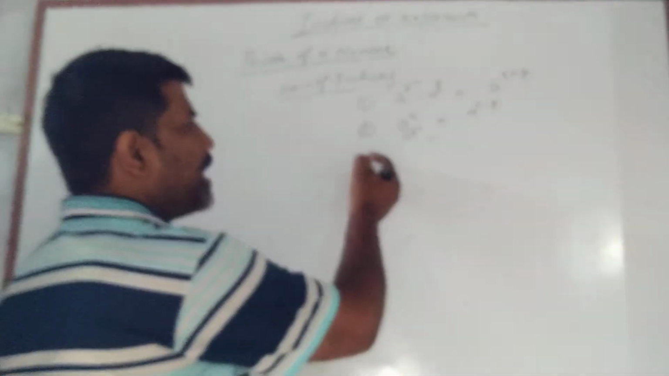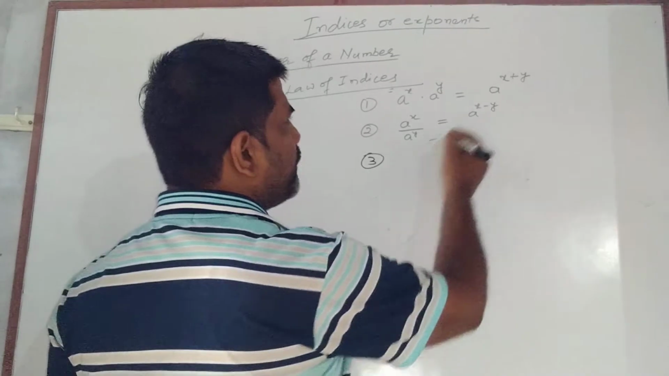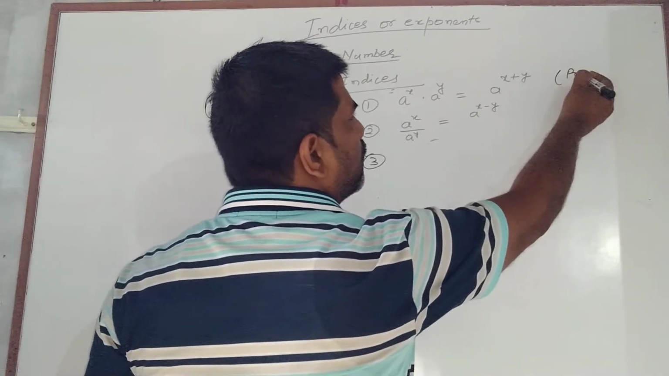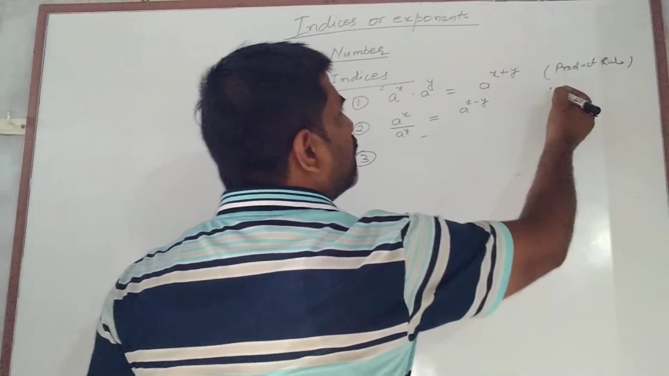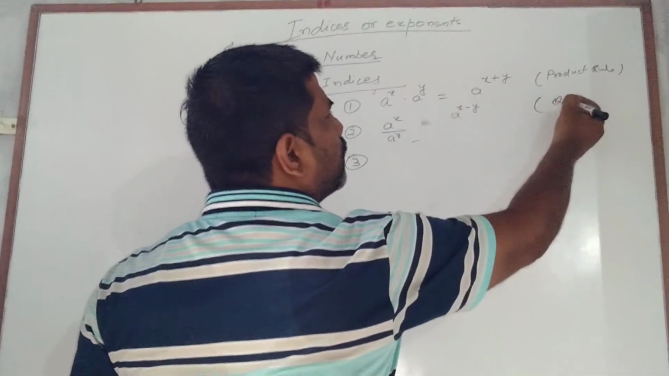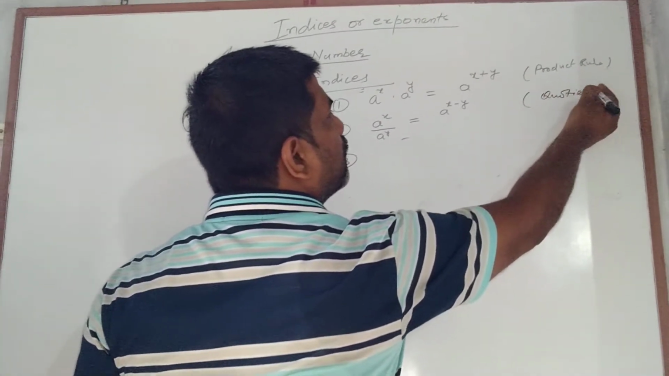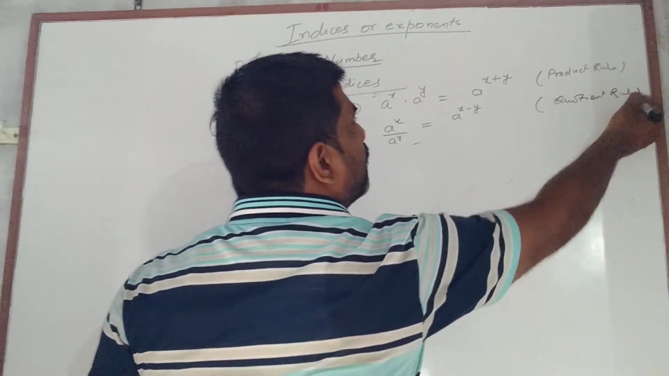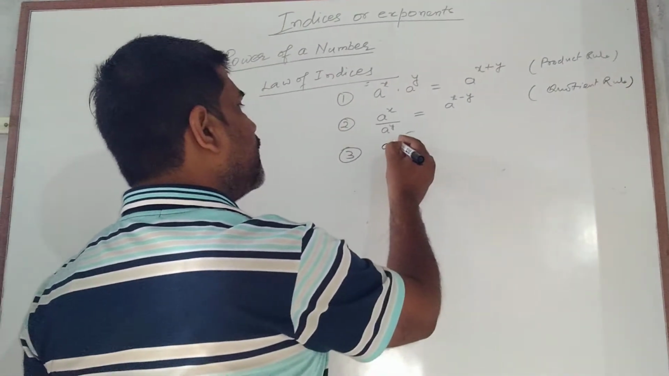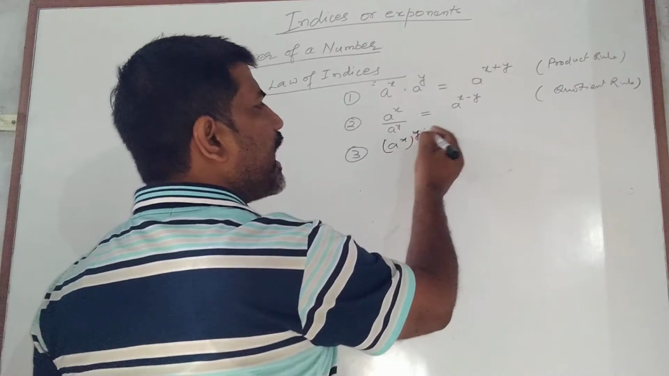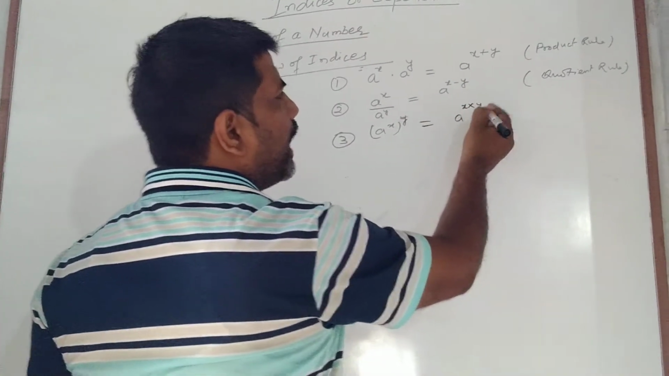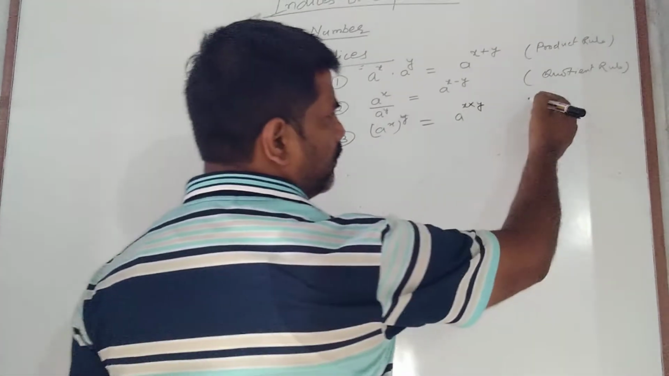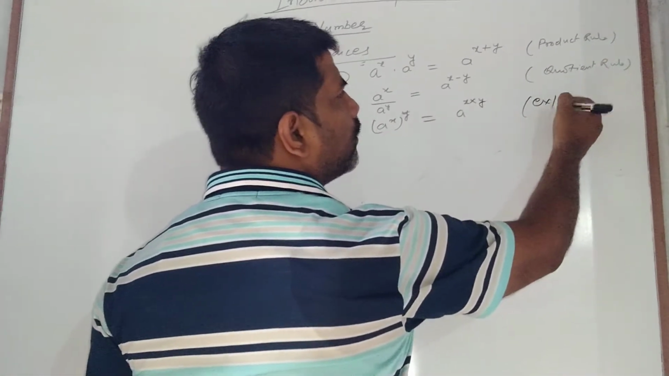The first is the product rule. The second is the quotient rule. The third one is the power rule: a to the power x, whole to the power y, will be equal to a to the power x into y. This is the exponent rule.